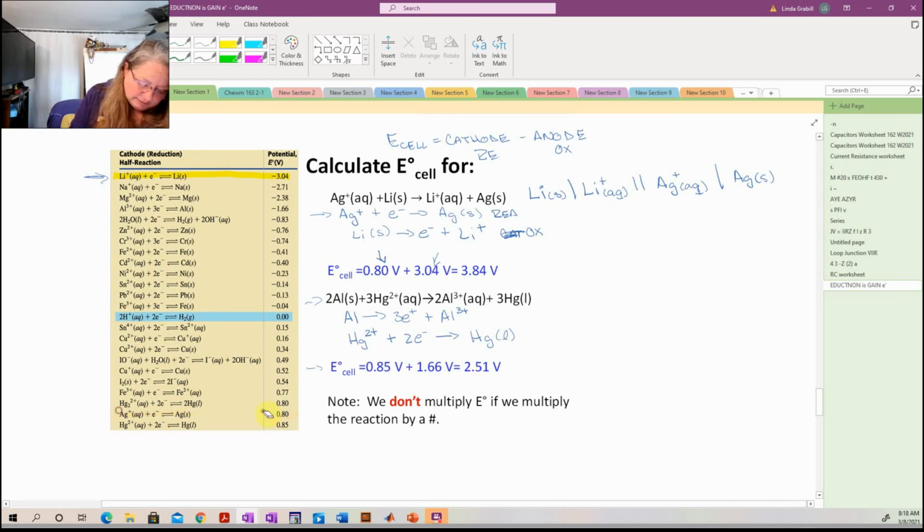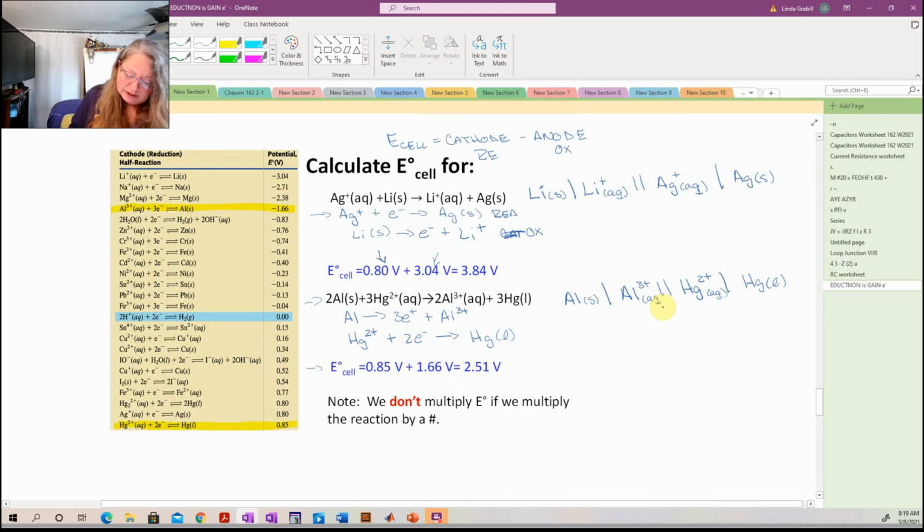So I want to look at my tables. Let's go ahead and erase here and here so I'm not messing up those values. Let's see, where is my mercury? Here we go. And then my other one, aluminum, is up here. Let's write my cell diagram. I'm starting off with aluminum. It is going to go to its ionic form. Here's my salt bridge. And then I'm going to go from my ions in solution and form liquid. Aqueous. Aqueous. So that's my cell diagram.